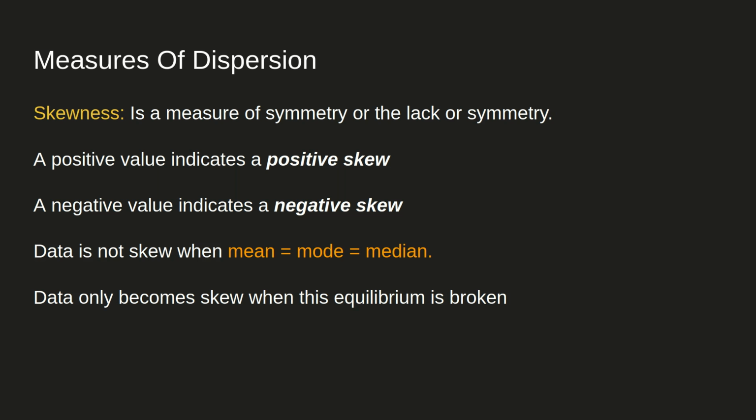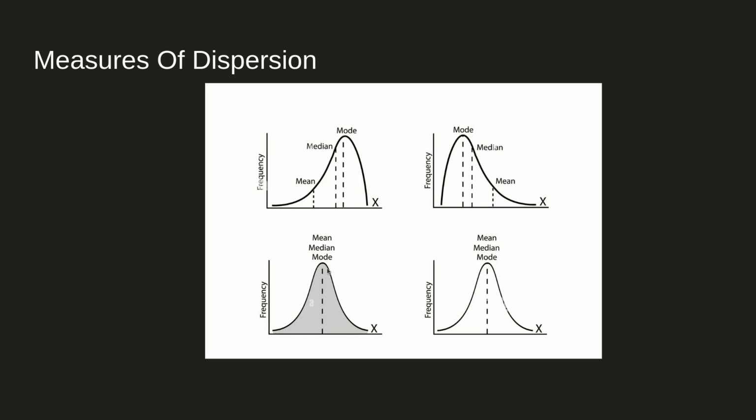So data only becomes skewed when the equilibrium is broken, when the mean is not equal to the mode or is not equal to the median. When this equilibrium becomes broken, then the data becomes skewed. Okay, so when the equilibrium is not broken, the data is considered to be not skewed. So we have it right here.